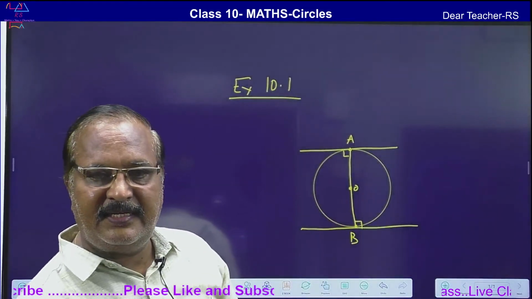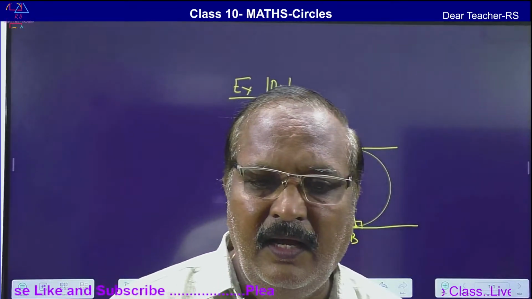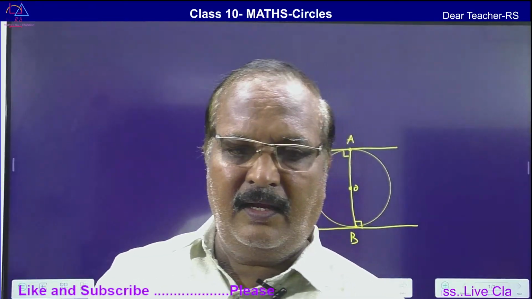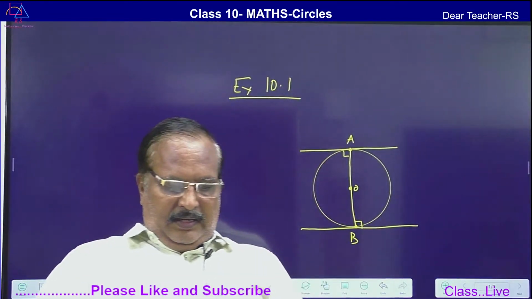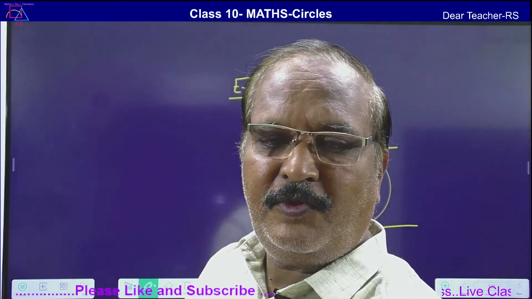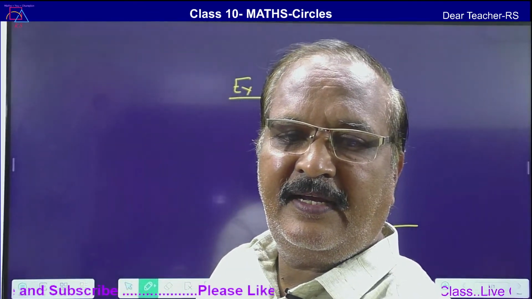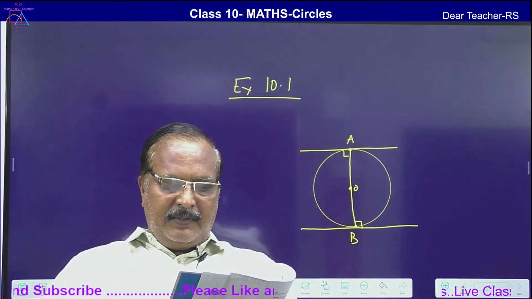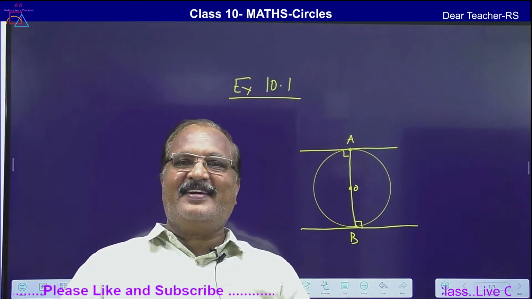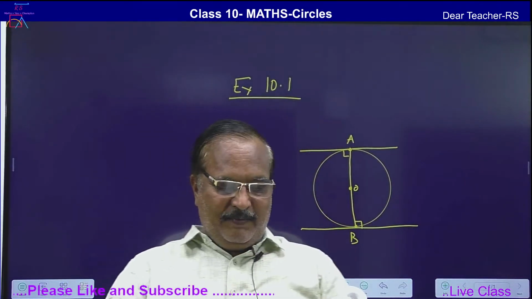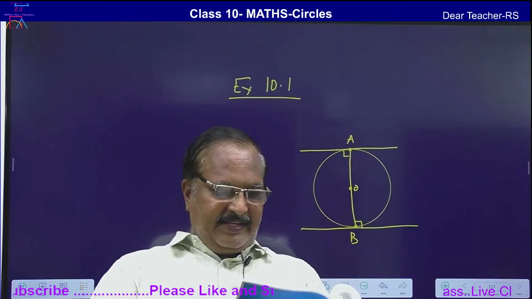So this is the third bit. Okay, now the fourth bit: the common point of the tangent and the circle is called the point of contact. I have written previously, point of contact or point of tangency.